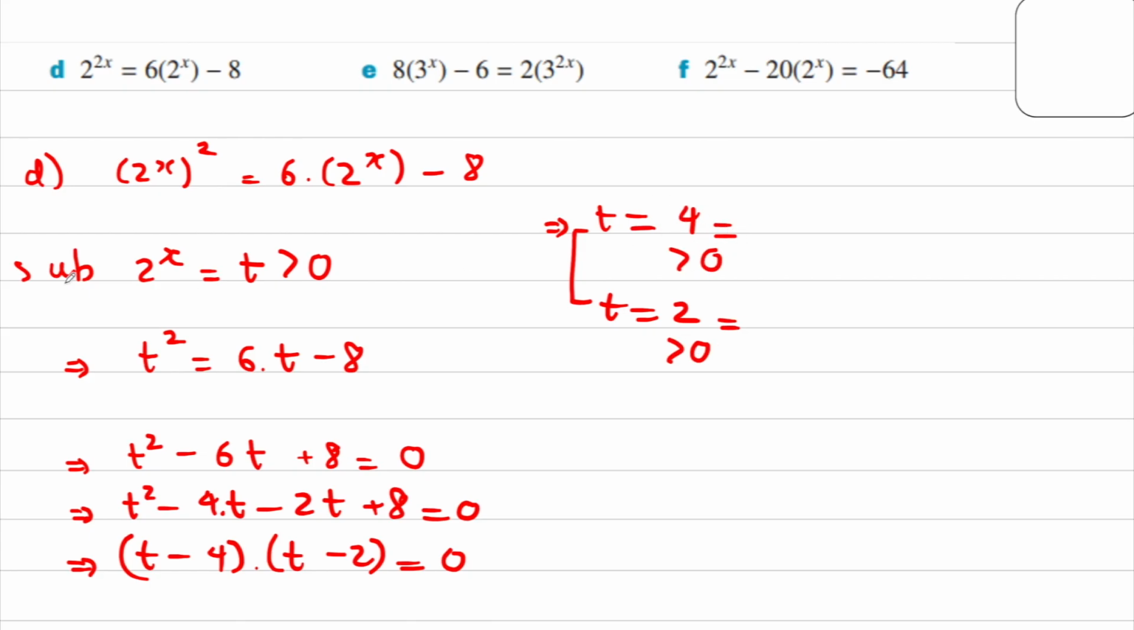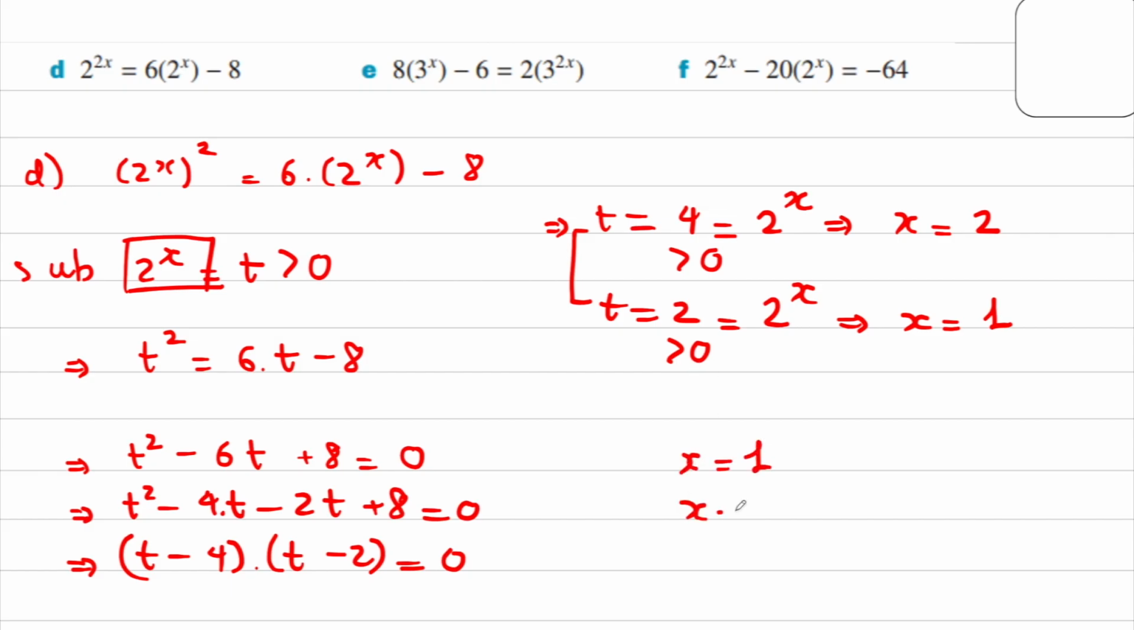And 4 equal to t, this means 2 to the power of x equal to 4, this means x equal to 2 for the first one, and the second one means x equal to 1. For question D now, you got two solutions. x equal to 1 satisfies all conditions, and x equal to 2 satisfies all conditions. Yeah, that is question D.